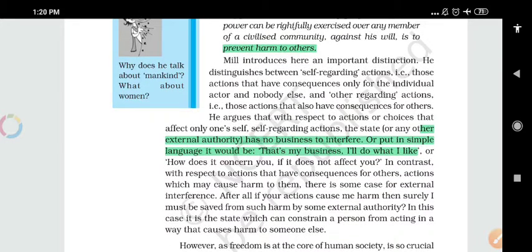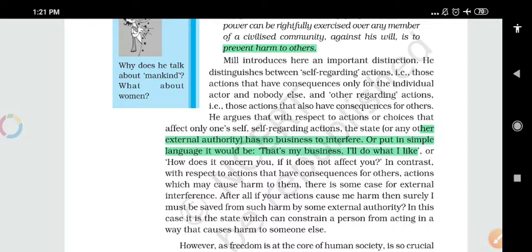Okay, in the next para, Mill introduces an important distinction. He distinguished between self-regarding actions, that is, those actions that have consequences only for the individual actor and nobody else, and other-regarding actions, those actions that also have consequences for others. So there is a lot of difference between two kinds of action. One action is just for you, it only affects an individual, but there are some actions which affect the other people of the society.